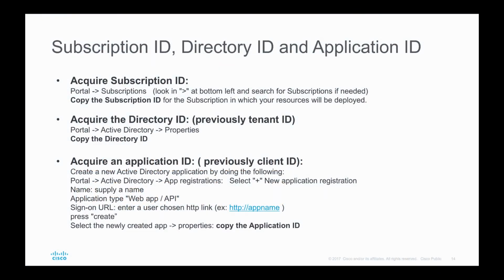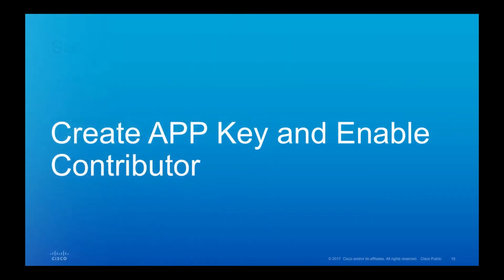So first step is to collect subscriber ID, which can be found in portal under subscription. You can also get your directory ID from Active Directory under properties, and then you need to create your application ID. So I will show you all these steps in the demo that I will do at the end of the video, but make sure that your application ID is case sensitive.